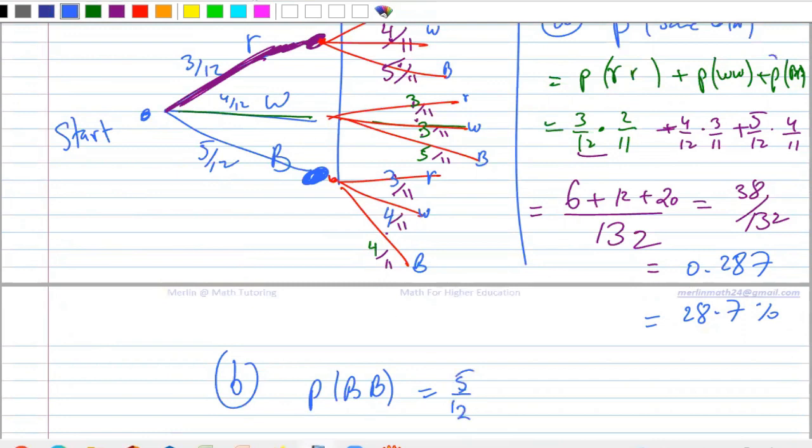So the BB is exactly the last 5/12. No need to go to the tree. You come over here because you already picked them up, right? So it's 5/12 times 4/11. That's it. So it's 20/132.